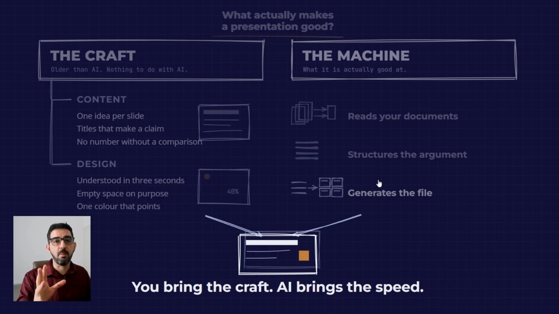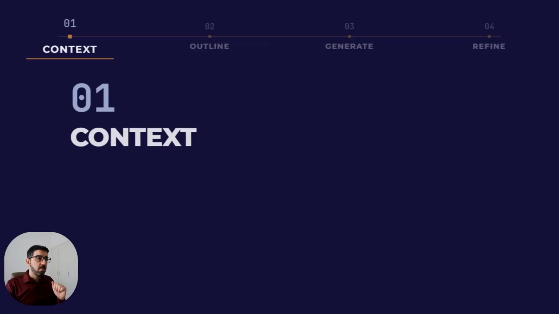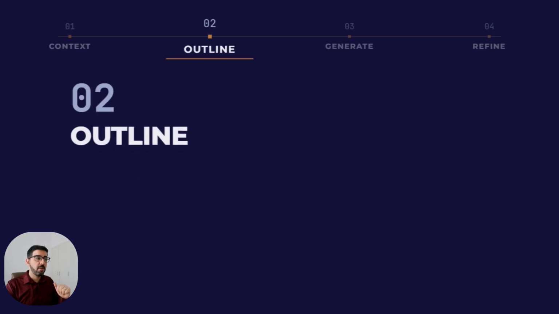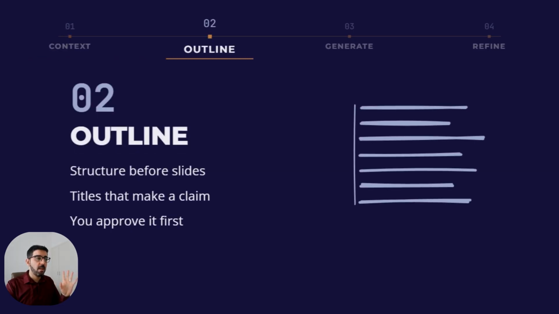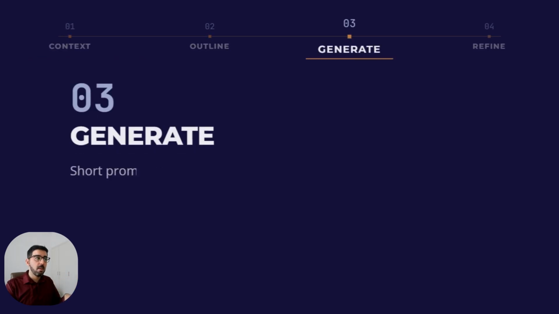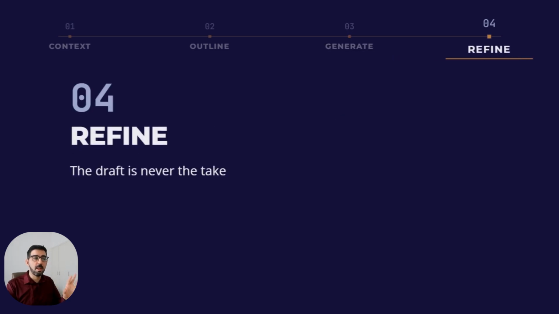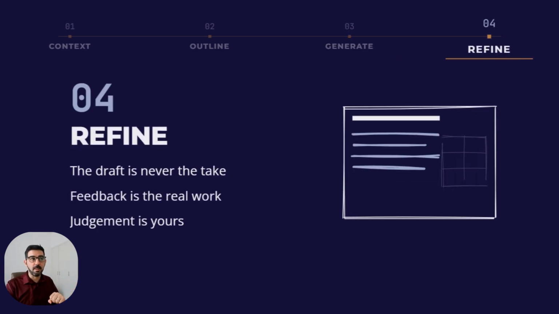So this is what's important. So let's get through it. We will go today through 4 key steps. The first step is to give context. The second is to create the outlines. The third is to generate your presentation, and then you refine it.